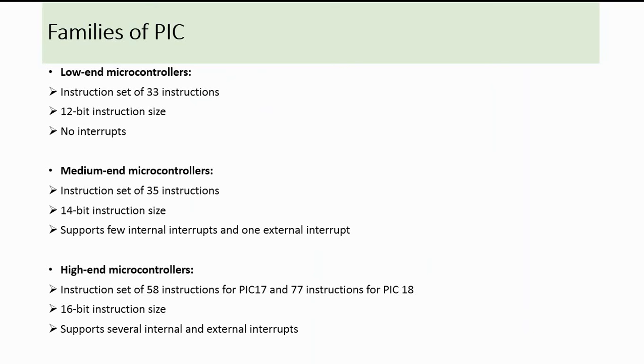These are some families of the PIC microcontrollers. They are divided into three categories: the low-end microcontrollers, medium-end microcontrollers, and the high-end microcontrollers. They can also be classified in the form of series, like PIC 10 series, PIC 12, PIC 16, PIC 18, advanced PIC 18, PIC 24, PIC 32.